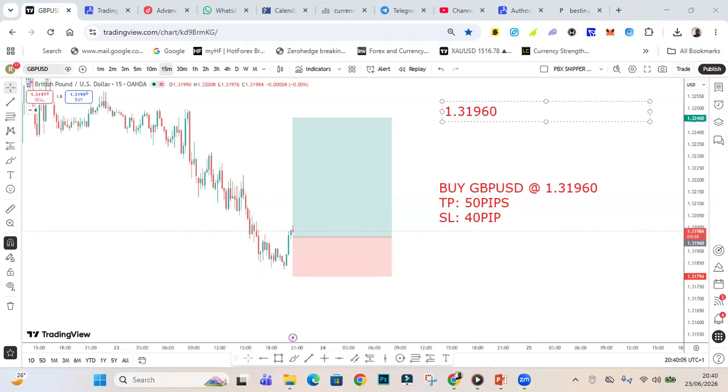1.31960 minus. So for now, we'll be skipping the one whole number. We're working with the decimal places. So it's going to be dot 0040. So what it means is that we're going to be minusing from this. So let's see where our equal to is.